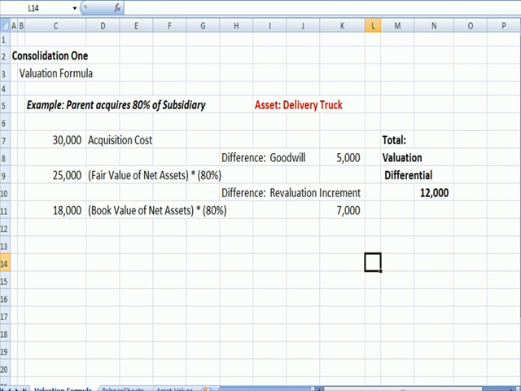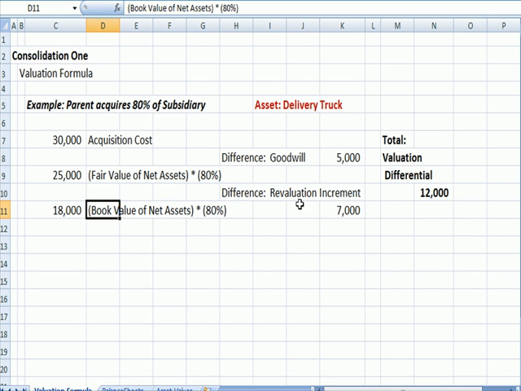I've gone over to Excel and put up a quick formula on how we value the assets and the liabilities when there's an acquisition. So in my example here in bold, I've said if the parent company acquires 80% of a subsidiary, and I'm going to say that the asset in question is a delivery truck that they use in their business. The book value is $18,000, which is what the asset's going to be on the books of the subsidiary. The fair value of that delivery truck is $25,000, and the parent acquires the delivery truck at an acquisition cost of $30,000.